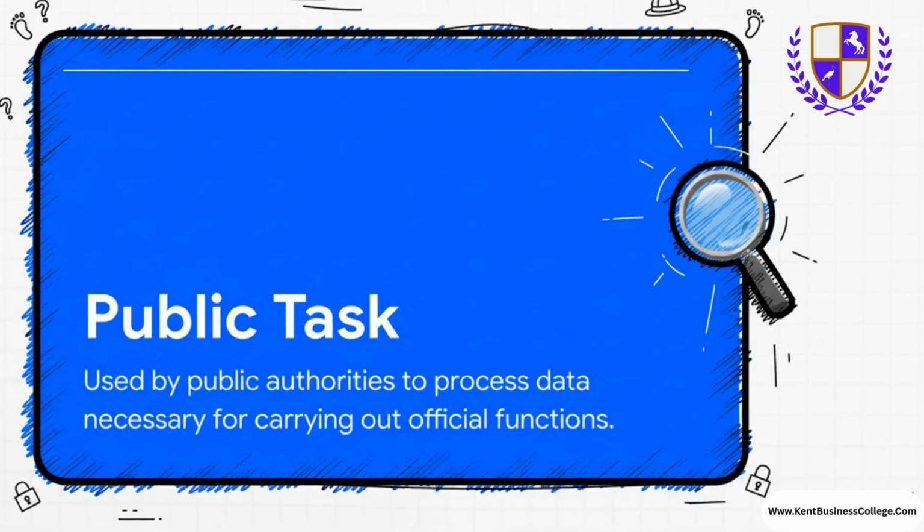And next, we have the public task tool. This is your for the greater good tool. Now, this one is mainly for public bodies. Think of your local council, government departments, schools, that kind of thing. They can process your data when it's necessary to do their official jobs. Things that are in the public's best interest, like providing essential community services.